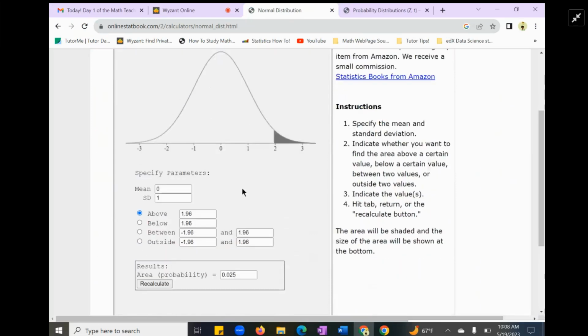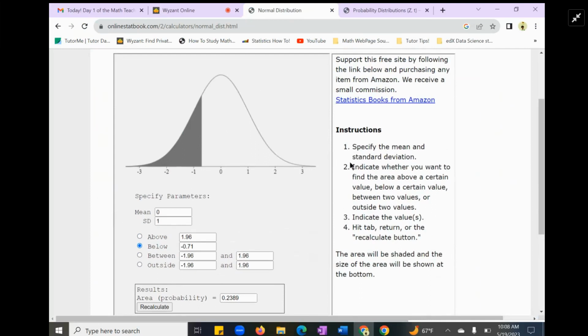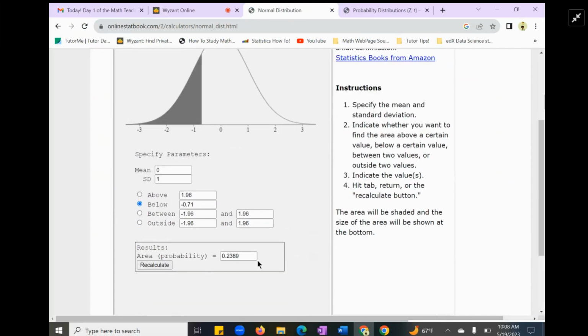So keeping that in mind, we're going to choose the type of area that we're looking for. And we're going to choose below, because below is associated with less than. And then we're going to replace it with our z-score. So I'm just showing you how you can do this in the calculator like this. If you have the TI-84, it can operate the same way. So there's the answer, right?